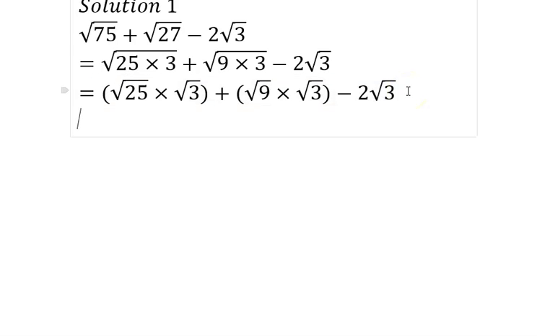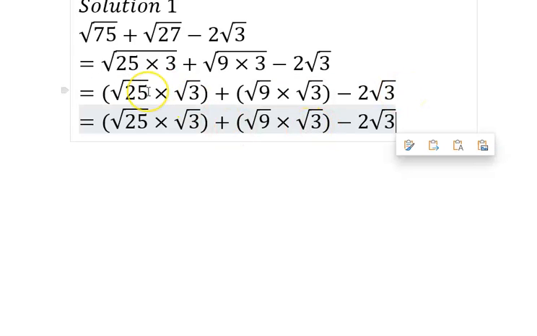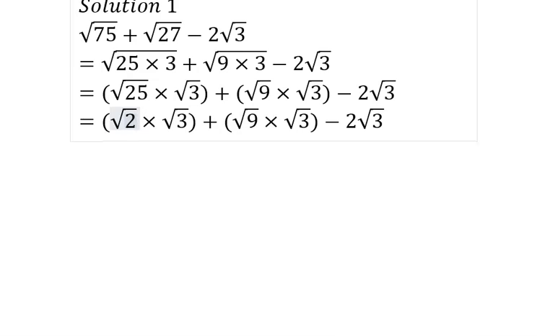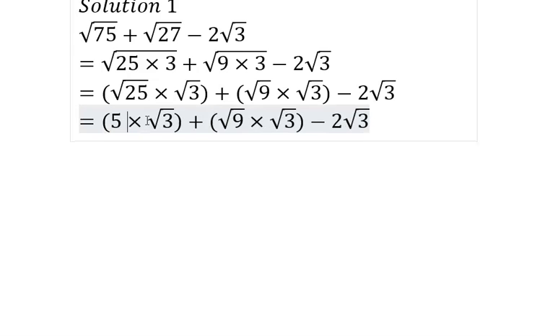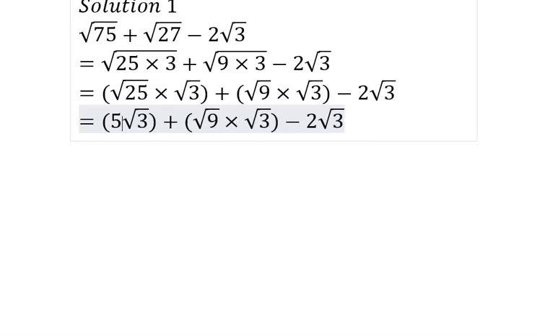It makes our job easier. Naturally, 25 is a perfect square. So root 25 will give us 5. So that means this is 5 root 3. In the same way, 9 is a perfect square. That means root 9 will give us 3 as well. So we have 3 root 3. And this one we have 2 root 3.